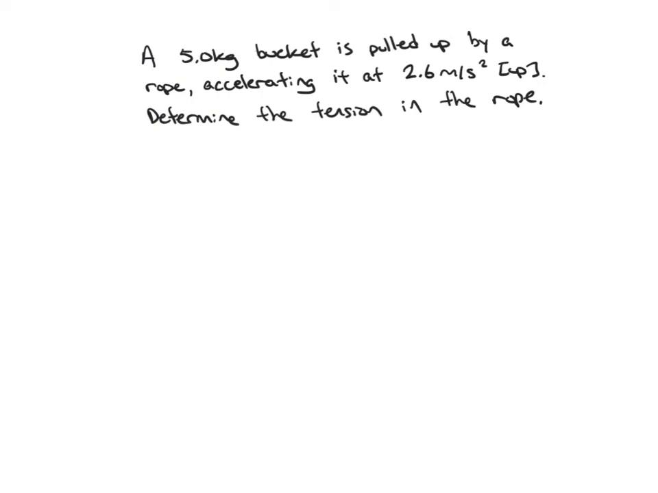So I'm going to try to do 3 example problems in this video, dealing with buckets as well as pulleys. These will be the last 3 examples I do, and then I'll set you off on your problem set. All right, so question 1. A 5 kilogram bucket is pulled up by a rope, accelerating it at 2.6 meters per second squared up. Determine the tension in the rope.